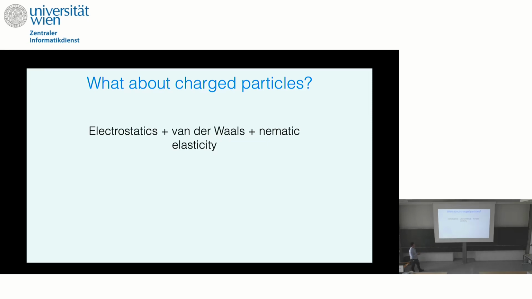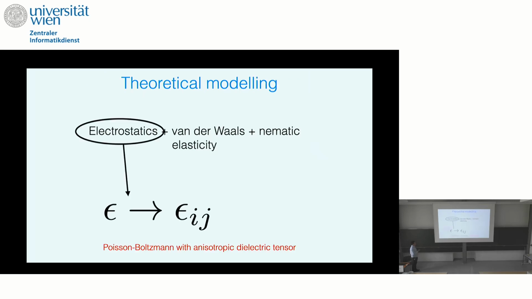So we thought, okay, what about charged particles? So we added the effects of electrostatics, van der Waals interaction, and nematic elasticity. As I said before, what changes with the classical picture of an isotropic liquid is that instead of a dielectric constant, you have a dielectric tensor. So what one has to do is solve the Poisson-Boltzmann equation with an anisotropic dielectric tensor.